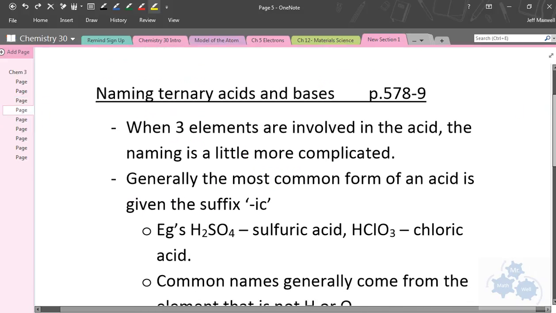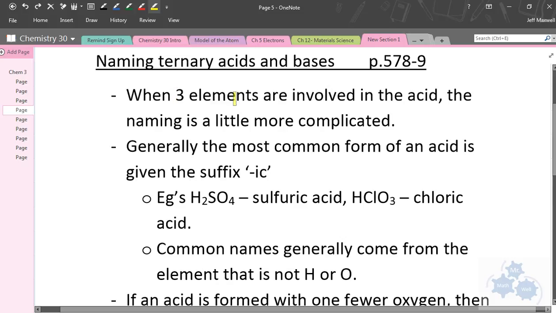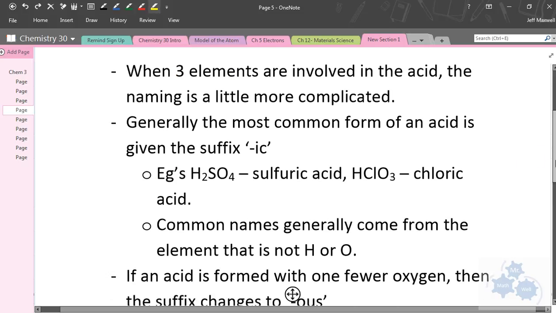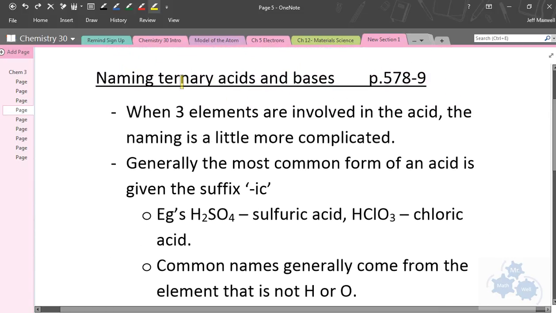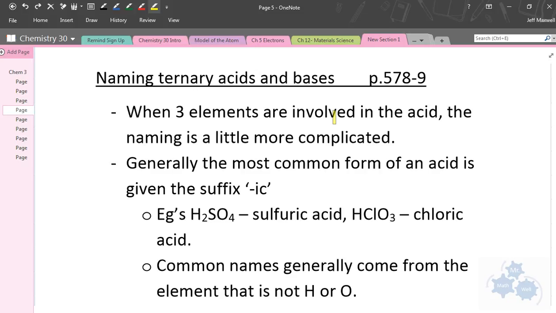Okay, so we'll move on to ternary acids, so involving three elements. And I think all the examples we'll do are just three elements, ternary acids, and bases as well. So we'll go over the rules for those as well. When we have more than two elements involved, the naming gets a little bit more complicated. And this is why I asked you to start memorizing the common acids and bases, because just looking at a formula and trying to remember some of these naming rules is a little bit tricky.